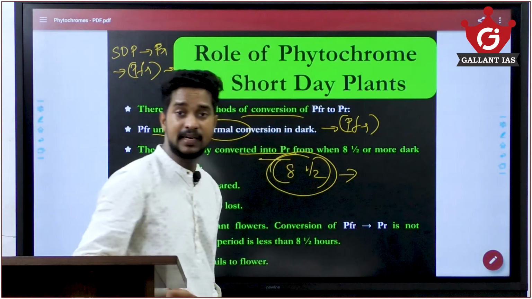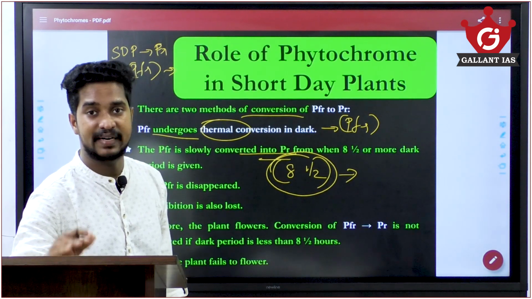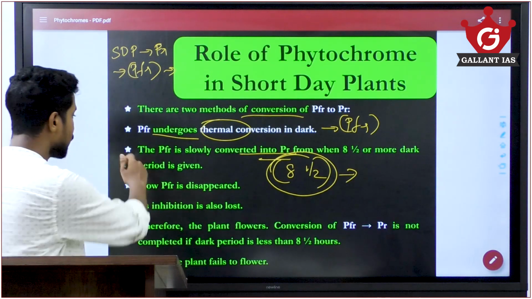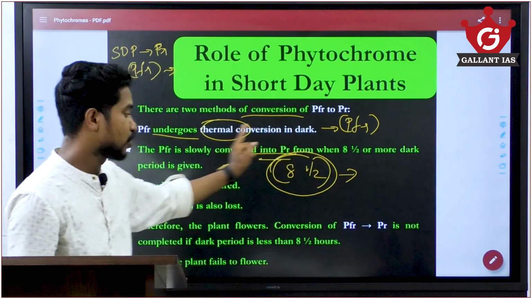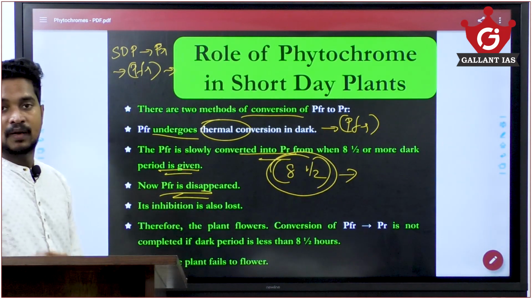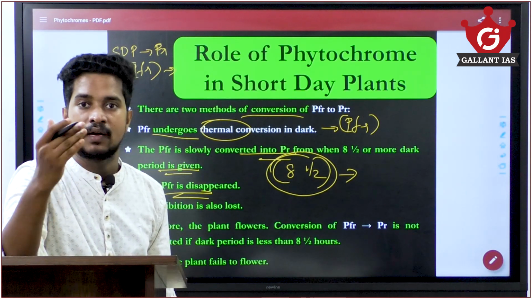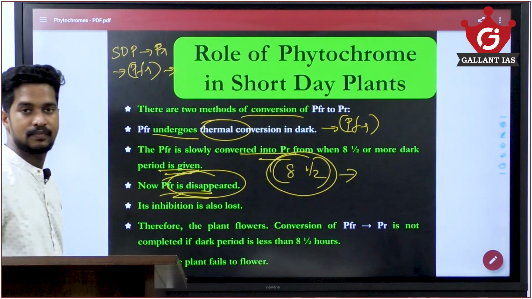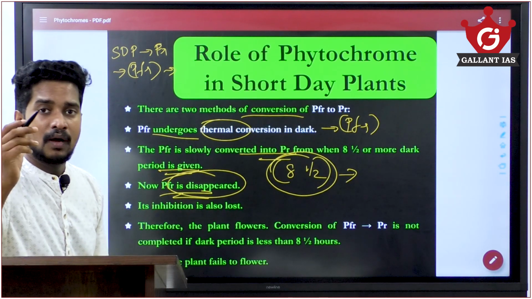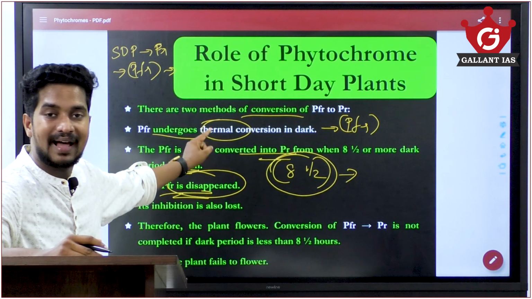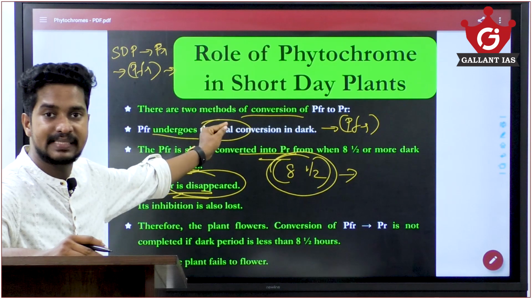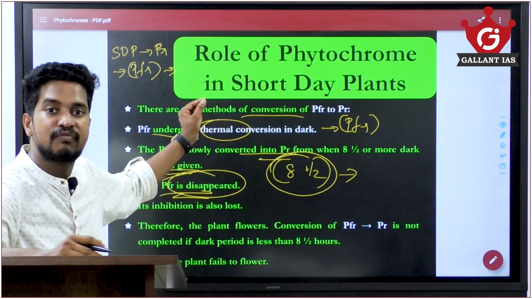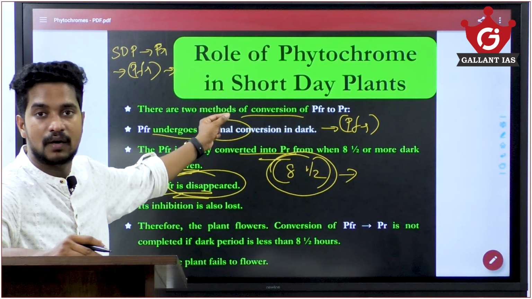That means for flowering in short day plants, 8.5 hours of darkness is necessary. Okay, 8.5 hours or more dark period is necessary for flowering in short day plants. PFR is slowly converted into PR when 8.5 hours or more dark period is given. Whatever PFR is accumulated at the end of the light period is converted back to PR. So here PFR has disappeared. Hope it's all clear for you. When 8.5 hours or more darkness is given, whatever PFR builds up at the end of the light period is converted back to PR form, and then this PR activates the flowering hormone florigen, and flowering is possible in short day plants.